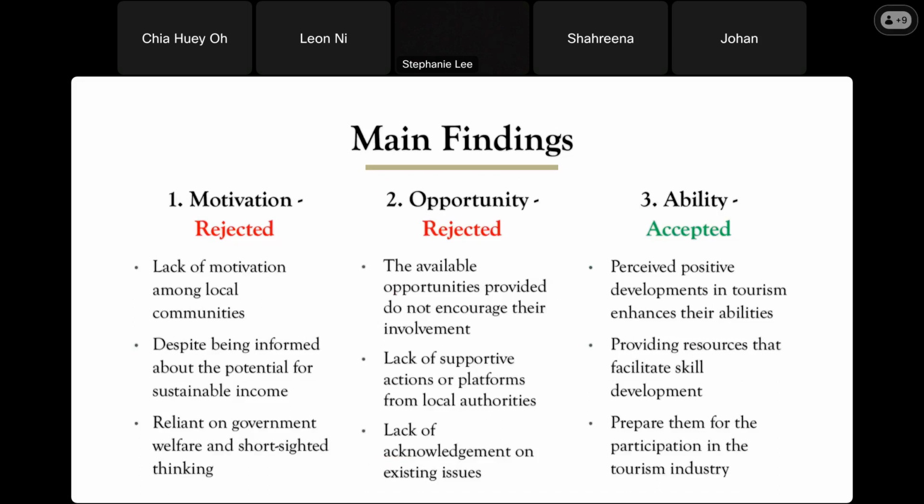This study finds that there is a lack of motivation among local communities in initiating tourism development because they are more concerned about the expansion of their business, where they need more manpower, and also the potential losses, that they might not be able to sell as much product as they wanted to. All of these concerns are overshadowing the promising economic returns, even though we have informed them about the potential economic gains from this sustainable tourism development.